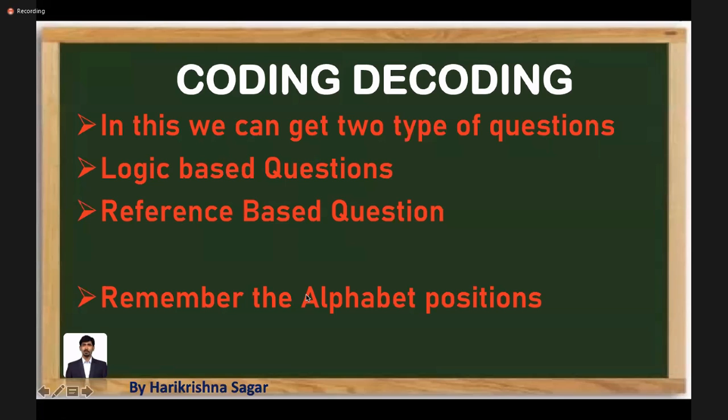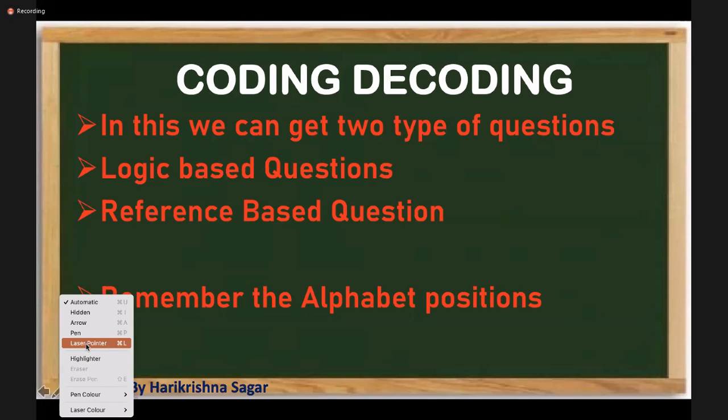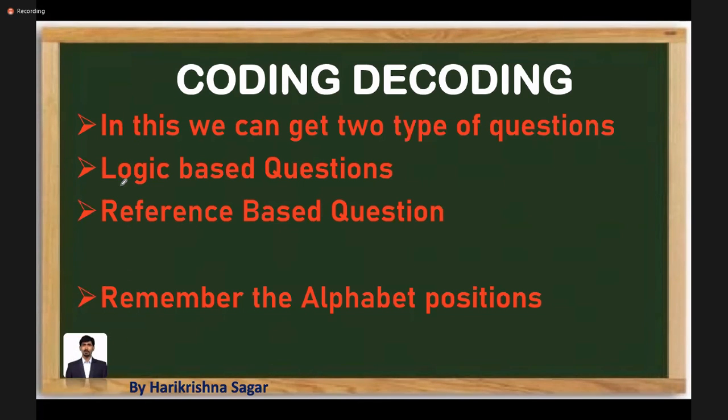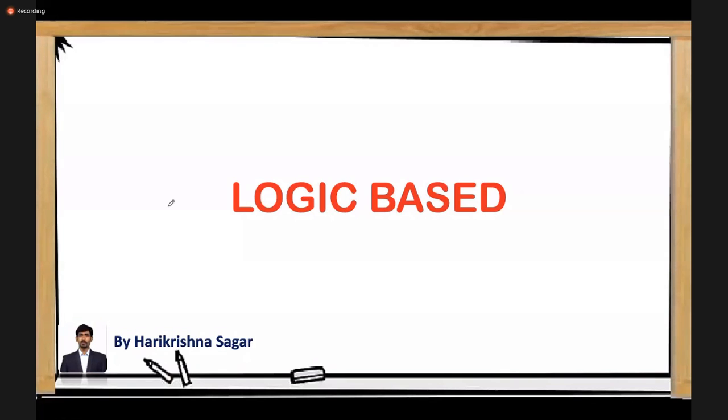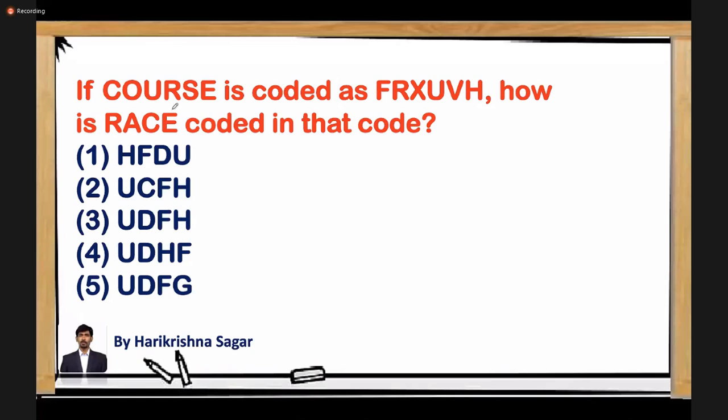In coding and decoding, basically we can see two types of questions. One is reference based questions, the other one is logic based questions. How logic based questions are given, how reference based questions are given, we'll try to understand. Logic based question means there will be a logic in the code. We have to understand what that logic is and we can proceed with the solution. For example, if the question is given like this, COURSE is coded as FRXUVH. Then how the word RACE is coded is the question.